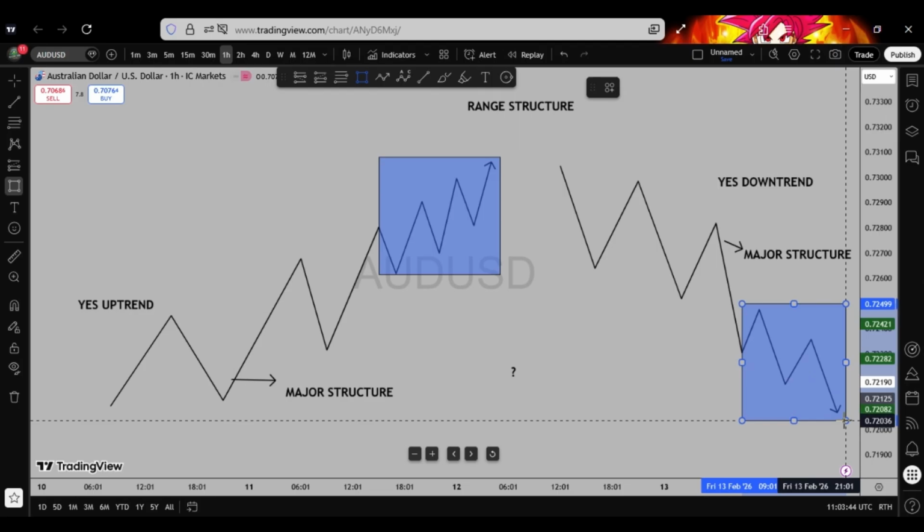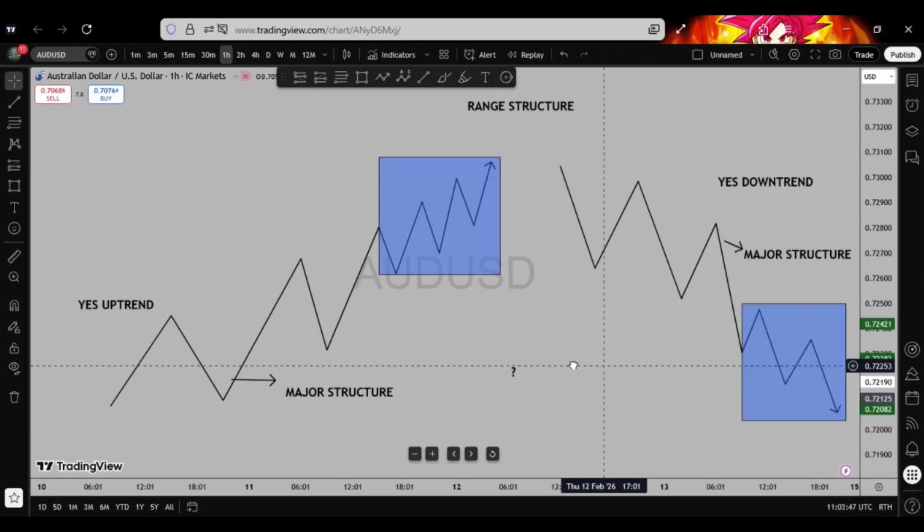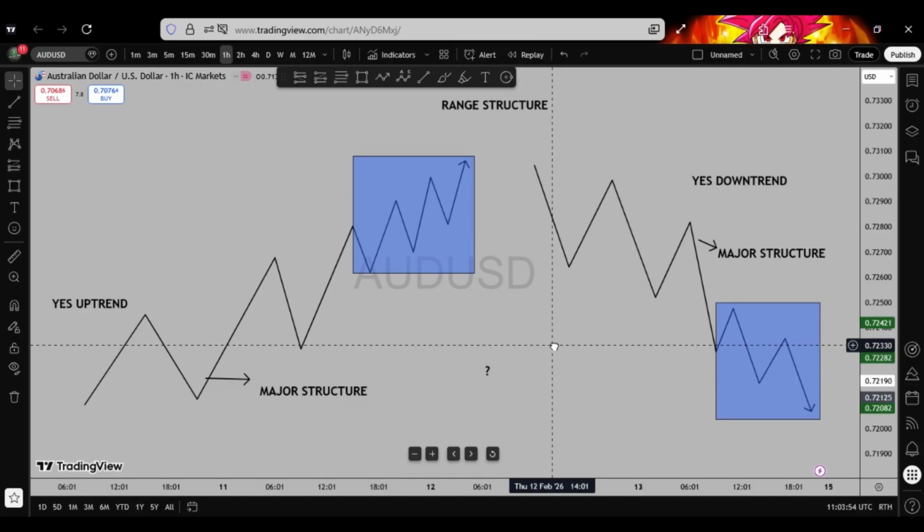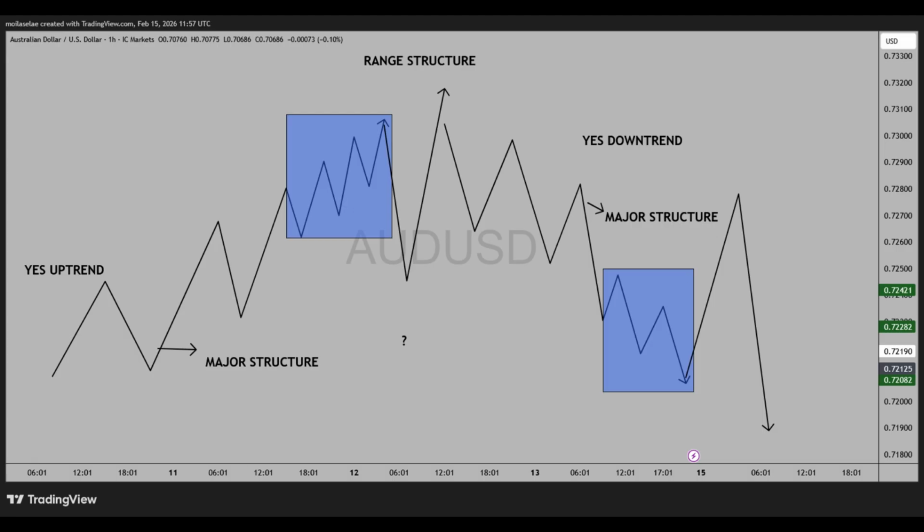When the market breaks major structure and continues without pulling back, it creates these range structures. They are the building blocks of the trend itself. Why this matters. Here's why this changes everything. When you understand range structure, you can always identify your major structure. Each range structure is a complete move. It's the box in blue.